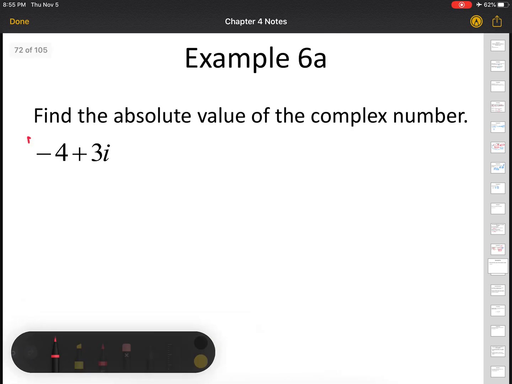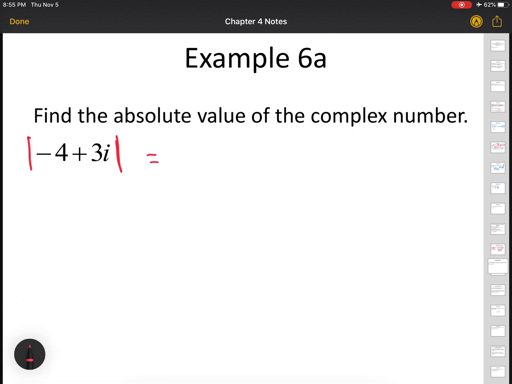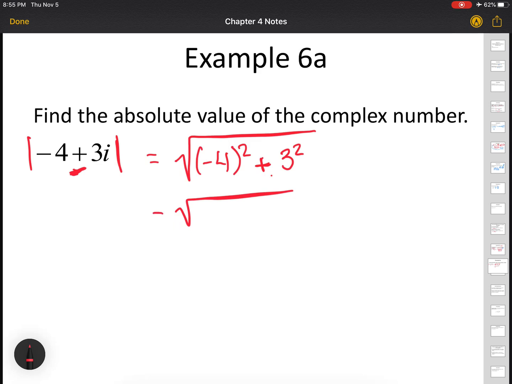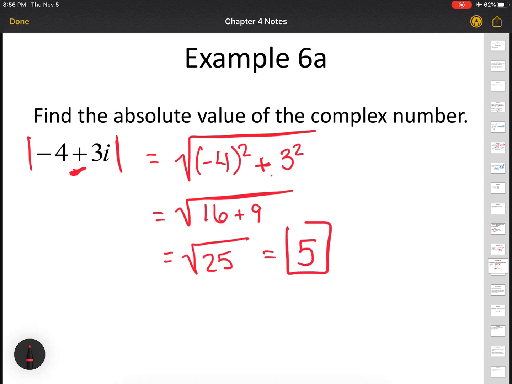So if I want to take the absolute value of negative 4 plus 3i, my a part is negative 4. And make sure you put parentheses around that negative 4, or else it might give you a wrong answer. And then we're always going to add, no matter what symbol is here, always add underneath that square root the number attached to your i, or the imaginary part. And if you simplify this, negative 4 squared is 16, and 3 squared is 9. But we know 16 and 9 make 25, and 25 underneath the square root is actually 5. So the absolute value of that complex number is 5.